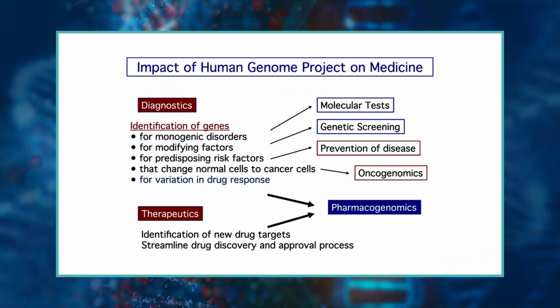We study the preserved genes and compare the genomes of different species to uncover similarities and differences that improve our understanding of how human genes function and are controlled. This knowledge helps researchers develop new strategies to treat and prevent human diseases.